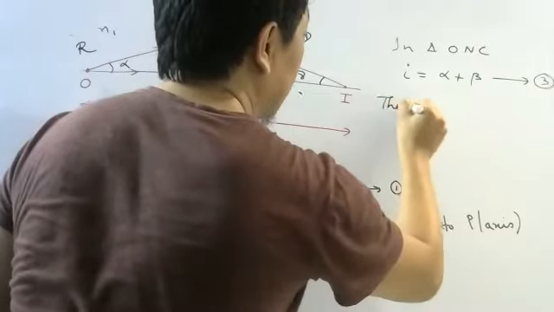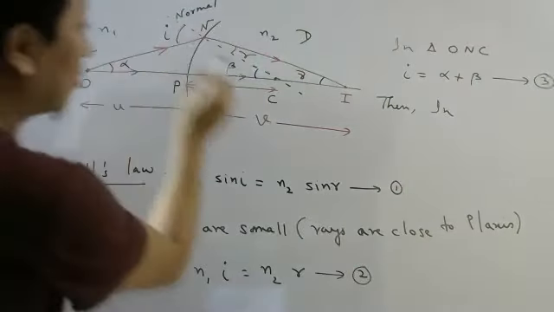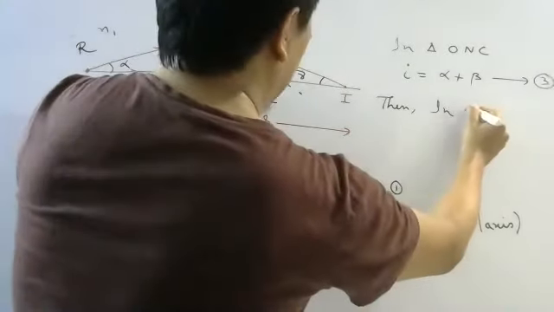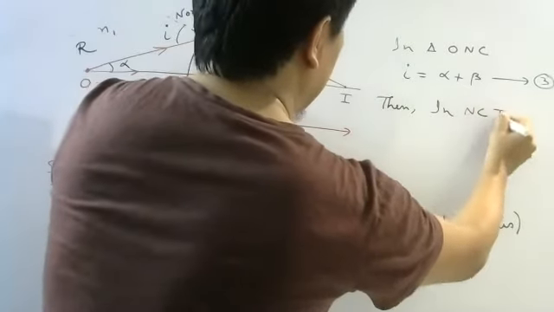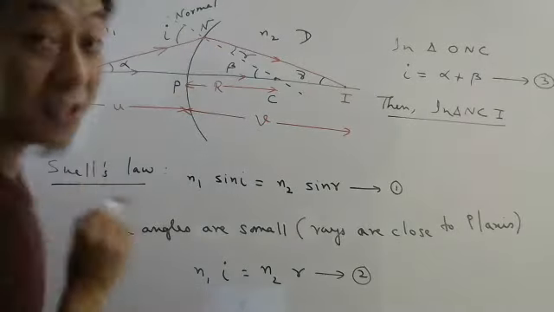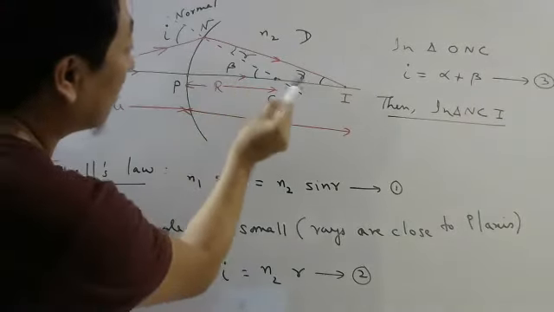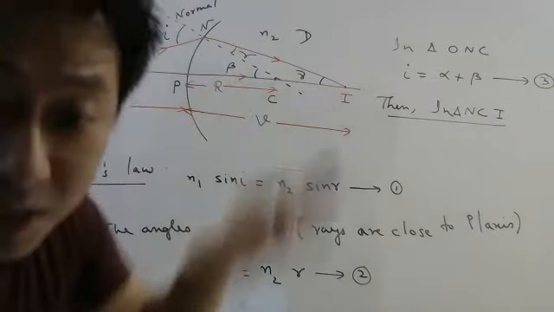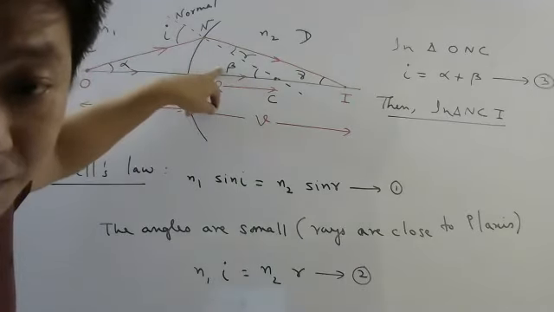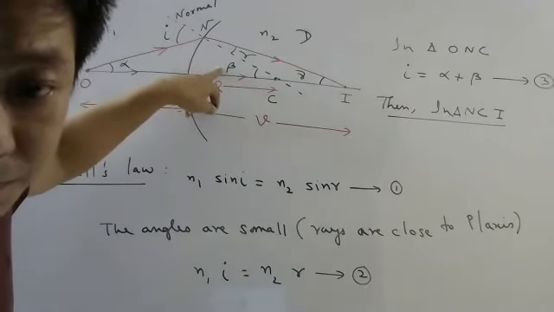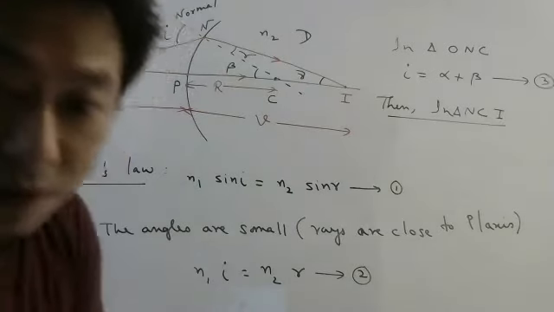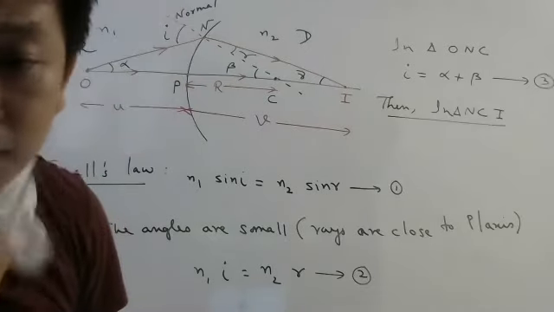Then in this triangle, because I want R, it is in this triangle, no? So in triangle NCI, which is the exterior angle, R or gamma or beta? Exterior is beta. Tanmaya, clear or not? Exterior means which is outside the triangle. Prakruti? Clear? Anish?